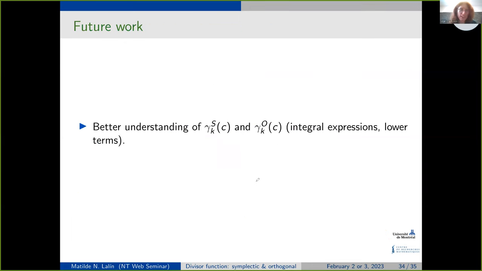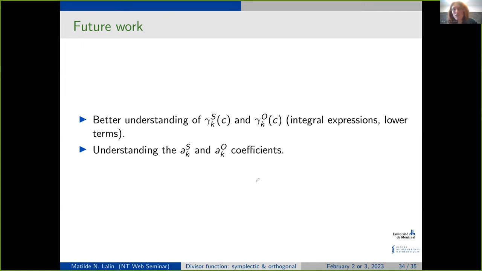Okay, to summarize, what we would like to do in the future: there is still more to study of these gamma coefficients that show up in the symplectic and the orthogonal case. In the beginning I showed you a very nice integral expression for gamma in the unitary case. The ones that we have for symplectic and orthogonal are not so nice. There are also questions about lower terms. This gamma has to do with the main coefficient, the highest degree, but what about the next coefficient? This should also be possible to study.